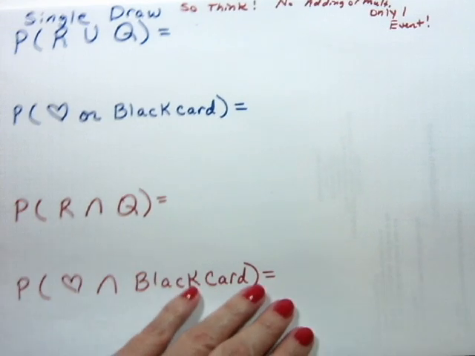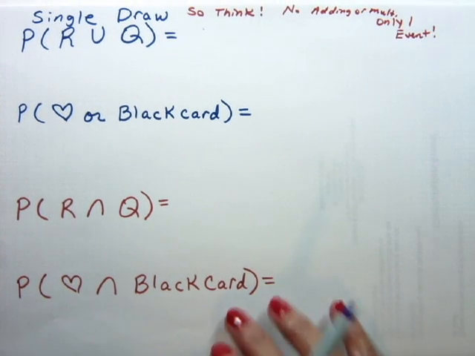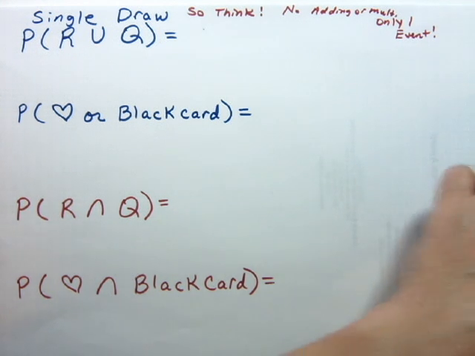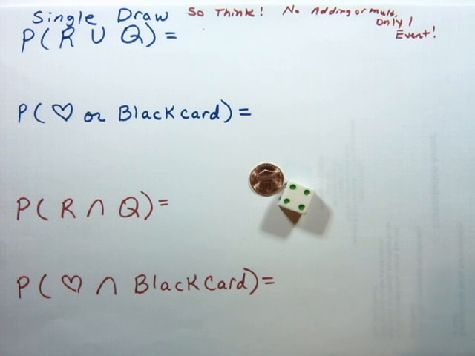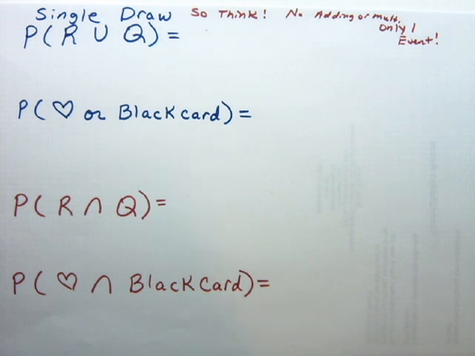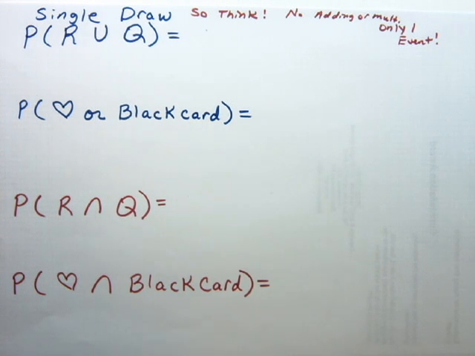Now, what if I have a single draw? Oh, and let's just talk about mutually exclusive real quick. This was not mutually exclusive, since I could get 4 and tails. They could happen at the same time. Something that is mutually exclusive: could you get a red card and a spade with one card? No, they can't happen at the same time. That would be called mutually exclusive.